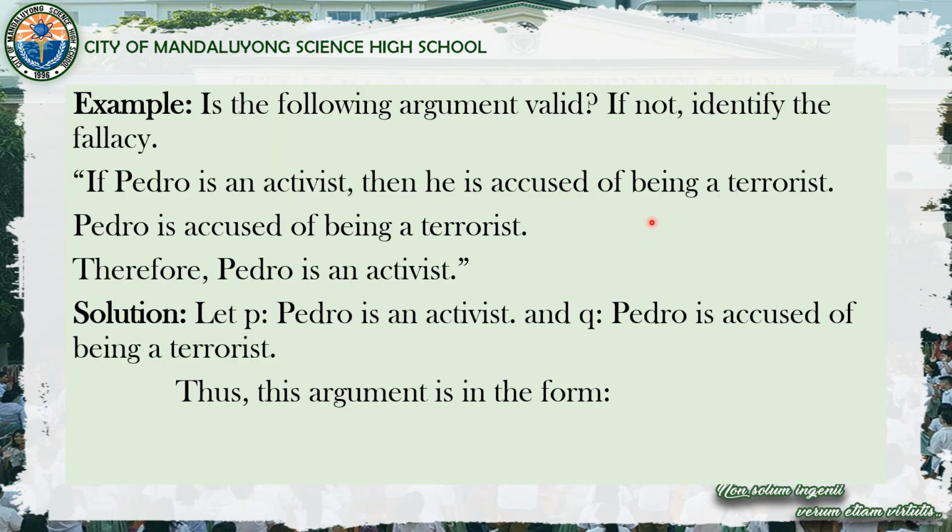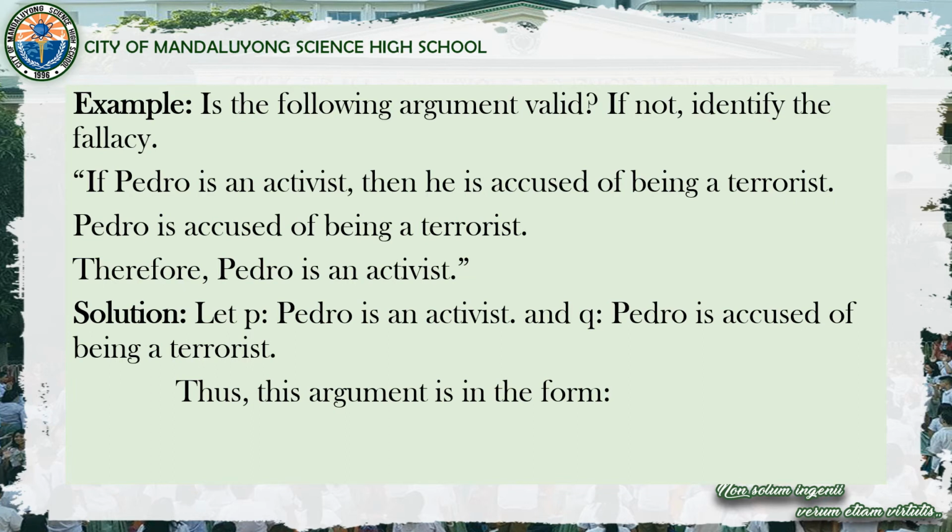Now, let us have this example. Is the following argument valid? If not, identify the fallacy. If Pedro is an activist, then he is accused of being a terrorist. Pedro is accused of being a terrorist, therefore, Pedro is an activist. So, dito, i-identify muna natin ano-ano yung mga propositions na gagamitin natin. So, una, P, Pedro is an activist. Q, Pedro is accused of being a terrorist.